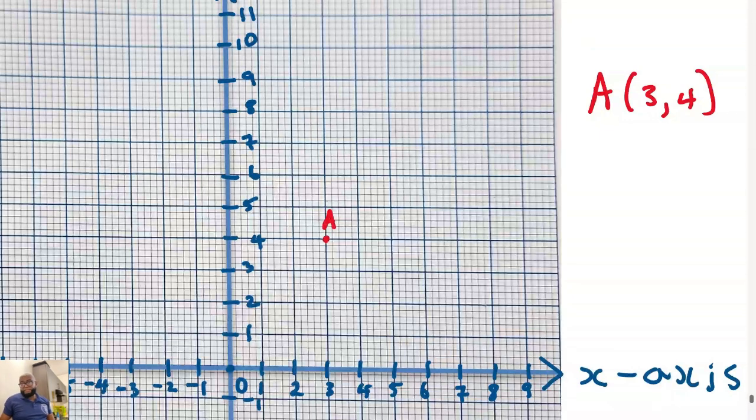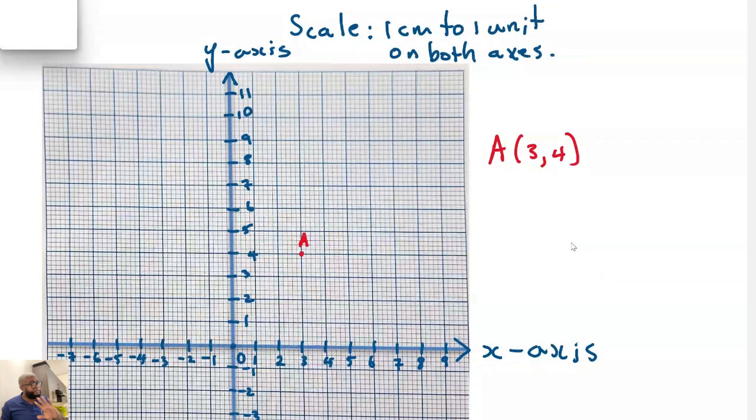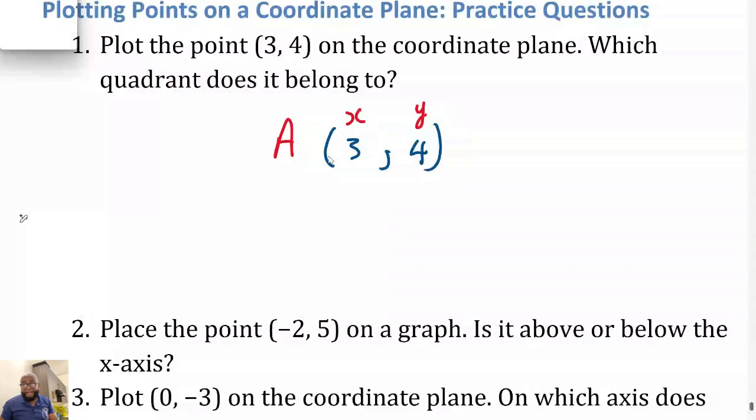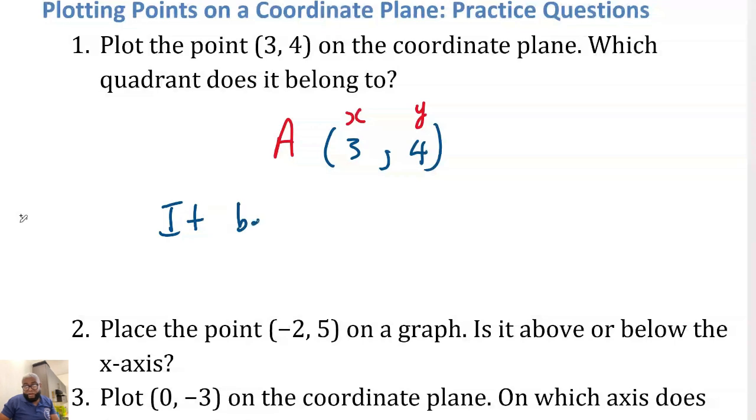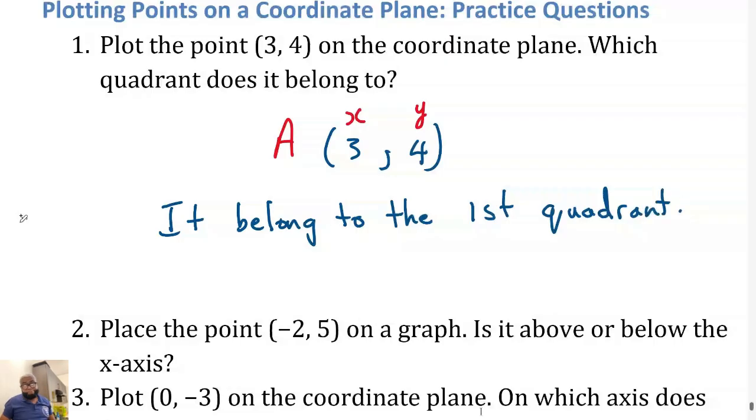Let's put first quadrant. So anything in this area here would be in the first quadrant. The first quadrant has a positive x value and a positive y value, right? So I'm going to write that underneath here because the question asks which quadrant it belongs to. It belongs to the first quadrant. Everybody good there?